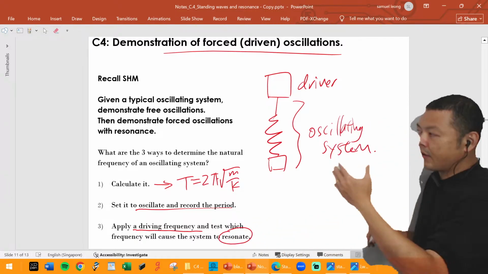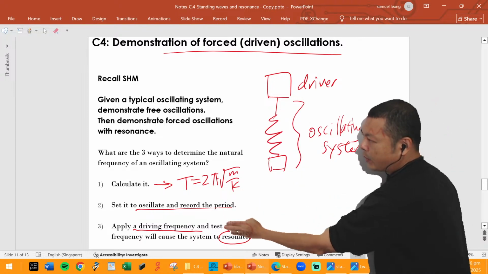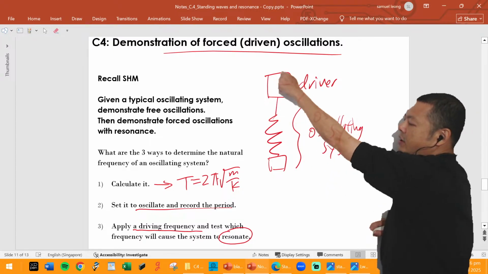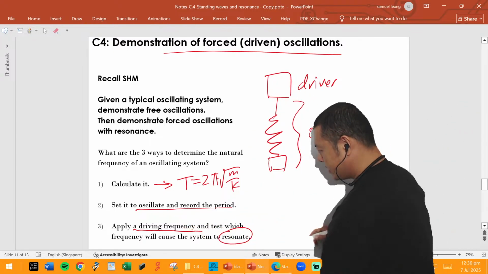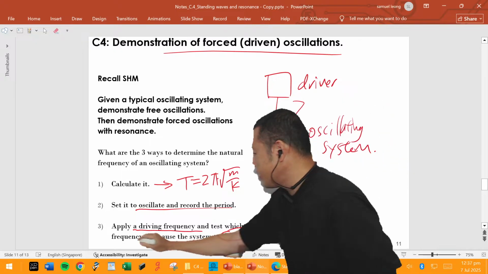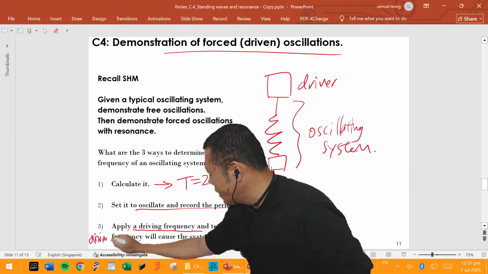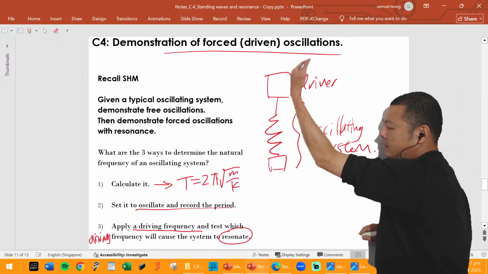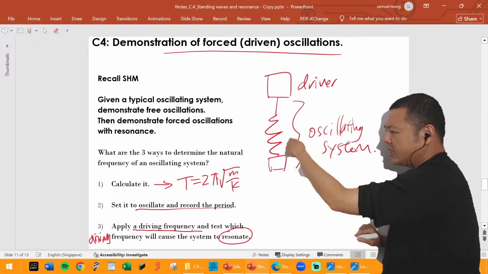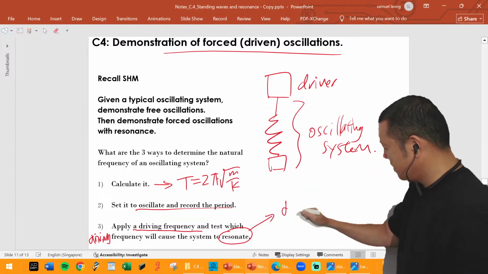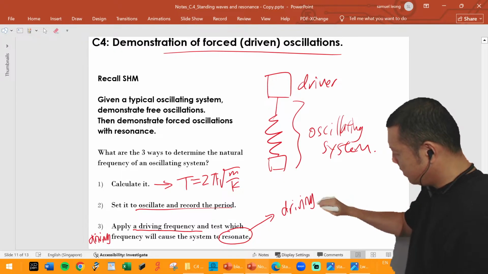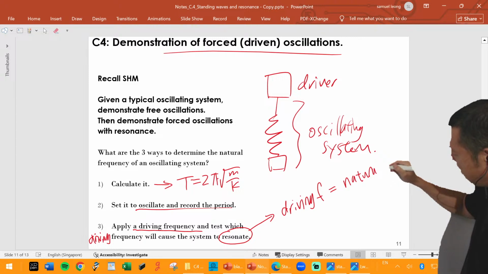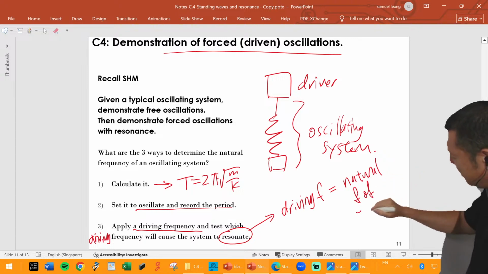One more time, I repeat it again. The third way of finding the natural frequency of a system is to adjust the driving frequency, to test which driving frequency will cause the system to resonate. That will be the natural frequency of the system. Driving frequency will be equal to the natural frequency of the system.